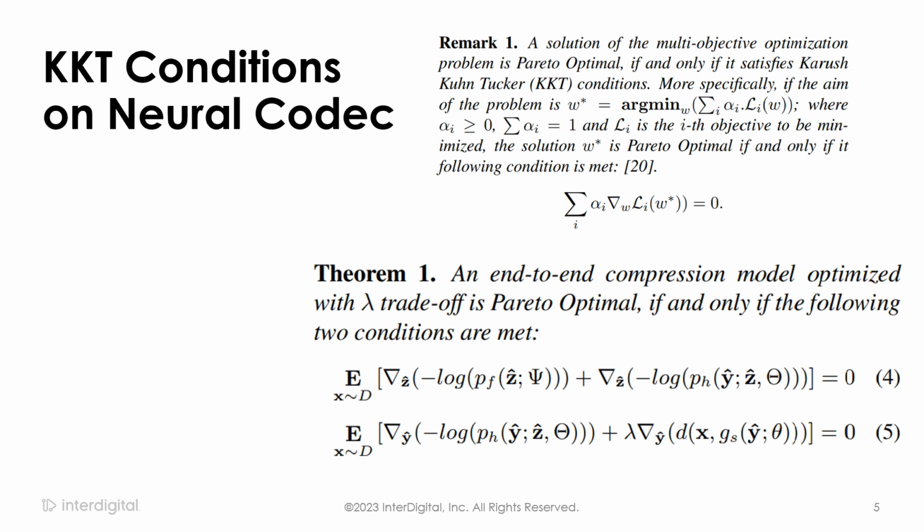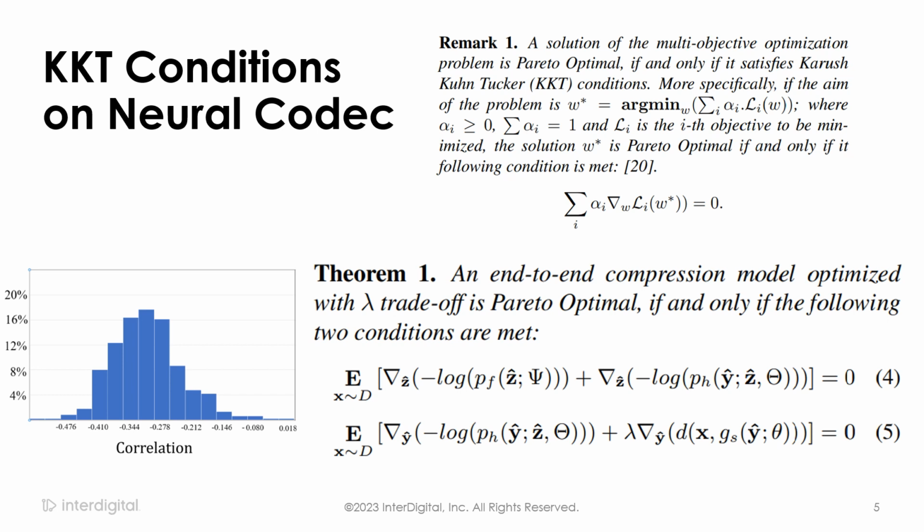However, these conditions are valid on average on the train set. But we claim that this relationship still holds approximately for any single test image. According to our test on several neural codecs, we found quite a strong correlation between gradients, as shown in the histogram in the figure.